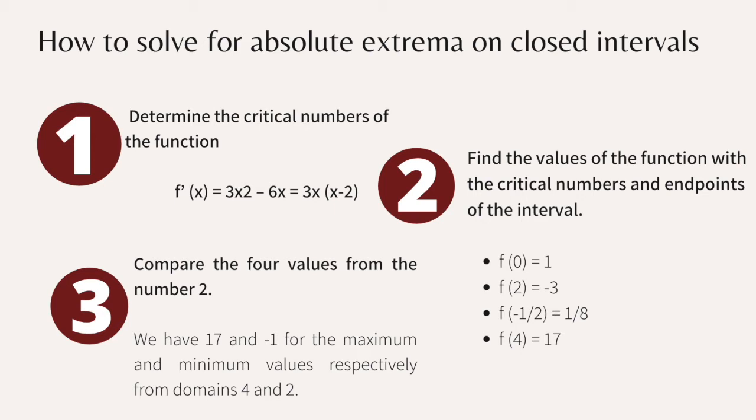So f of 0 is equal to 1, f of 2 is equal to negative 3, f of negative 1 half is equal to 1/8, and f of 4 is equal to 70. So third, compare the four values from number 2. We have 17 and negative 1 for the maximum and minimum values respectively from domains 4 and 2.